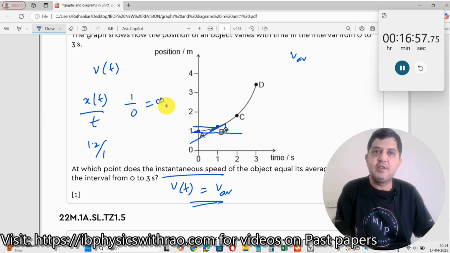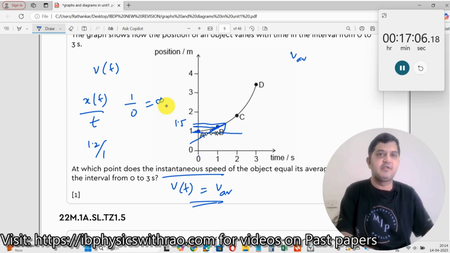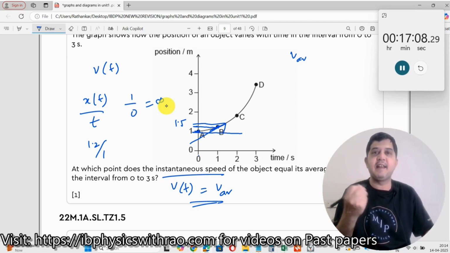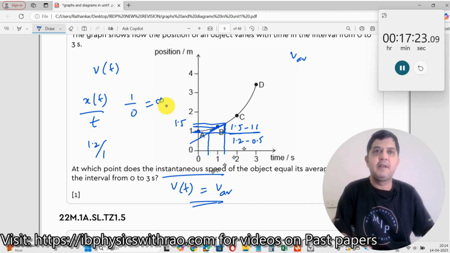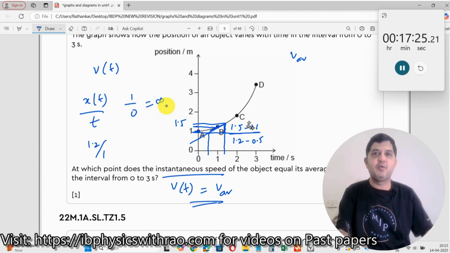Now drop a line over here and use an approximate value. This is 1 over here, and this could probably be 1.5. So not 1.5 by 1, this could be 1.5 minus 1 divided by the time taken. The time taken could be around 1.2, and where does it intersect? It intersects over here, this could be 0.5. So this will be 1.2 minus 0.5. Do this for every point over here and get the answer.